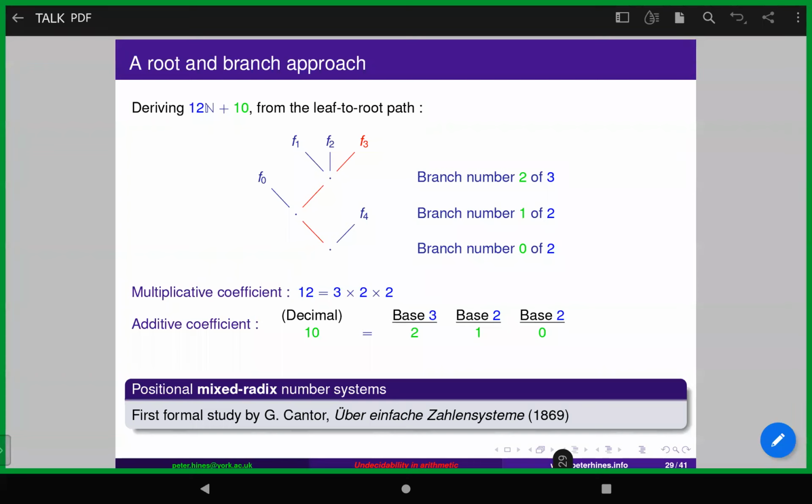Then our additive coefficient is 210, but it's not 210 in decimal, because what we've done is write it down in a mixed radix counting system, where the base used varies according to the column. If we've got branching x out of a total of y, where we number x from 0 to y minus 1, then we have the base y and the value x in that column. So 210 in this system is simply 10 in decimal. And in a rather neat historical coincidence, the first person to study mixed radix counting systems formally was Cantor himself.